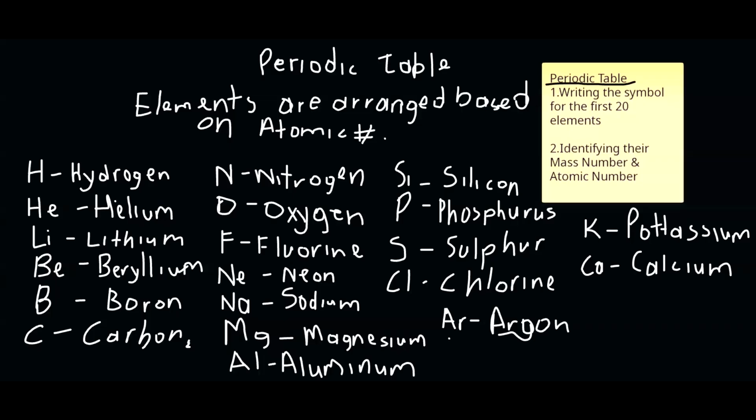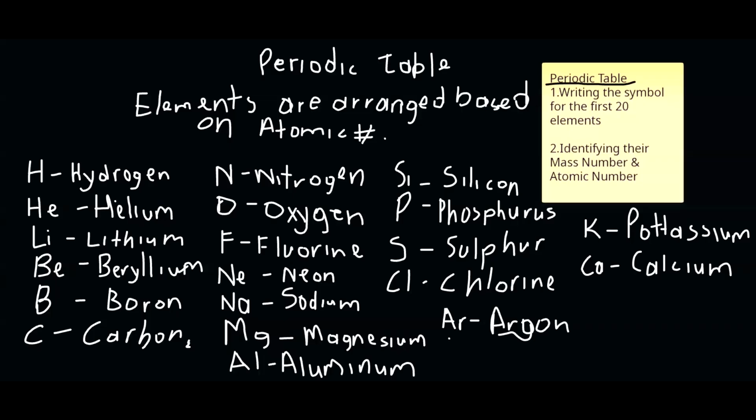If they're arranged based on atomic number, what can we deduce so far? What would you say the atomic number for hydrogen would be? 1. Good. So the elements are arranged based on the atomic numbers. Immediately we would identify and know that they're arranged in order, right? So it goes down from 1 to 20.